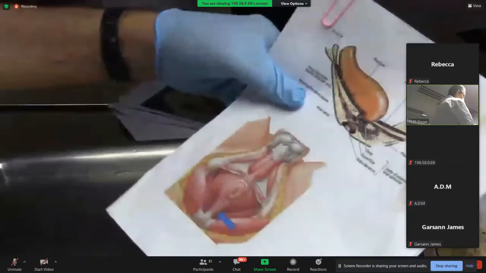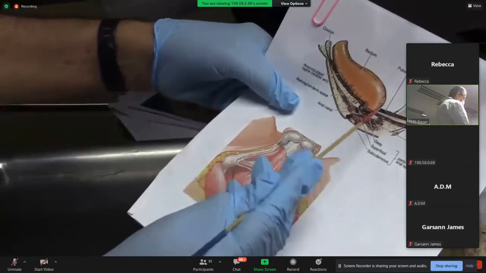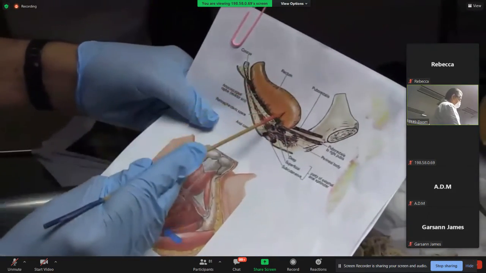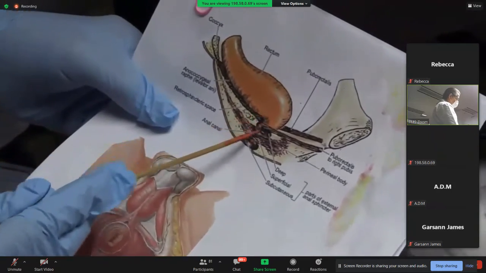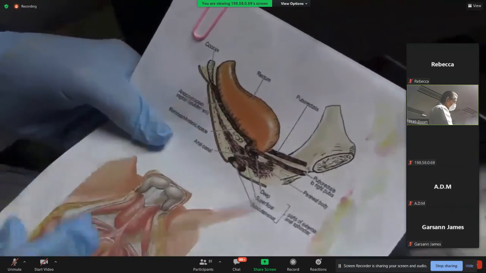This image comes from last time. This is the sacral curvature. This is the perineal curvature. That gives you the anal canal. So we look at sphincter externus.